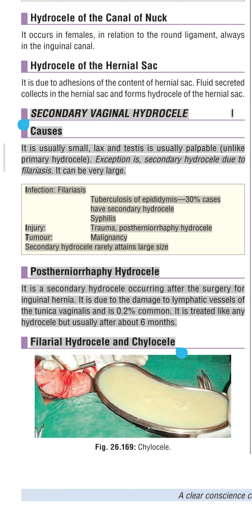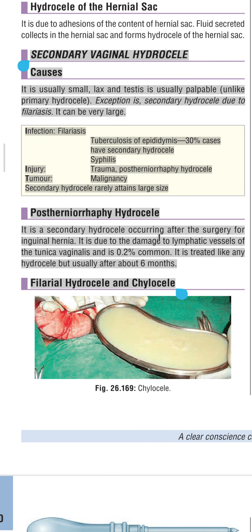Secondary vaginal hydrocele causes. It is usually small, lax and testis is usually palpable, unlike primary hydrocele. Exception is secondary hydrocele due to filariasis. It can be very large. Infection: filariasis, tuberculosis of epididymis, syphilis. Trauma. Tumor, malignancy. Secondary hydrocele rarely attains large size.